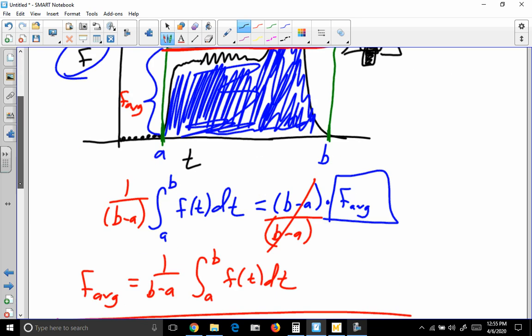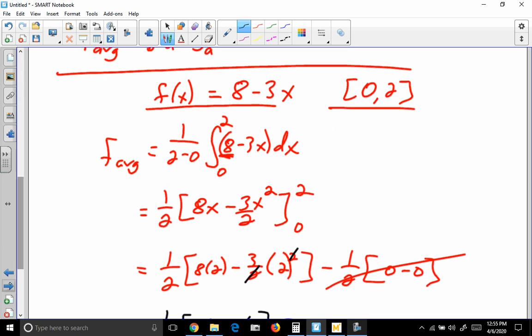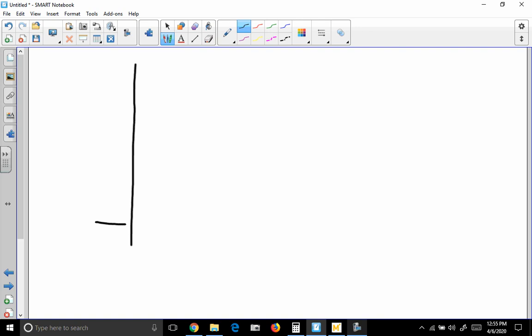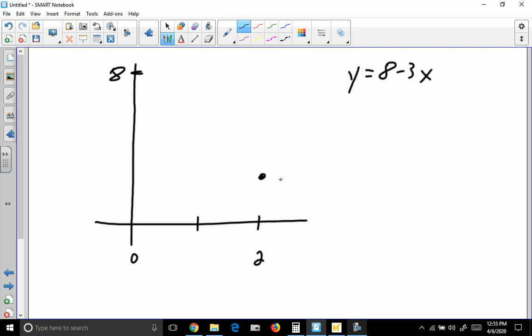So that function's 8 minus 3x from 0 to 2. If we put a 0 in, our height is 8. If we put a 2 in, 3 times 2 is 6. 8 minus 6 is 2. So this is our region. So we got 5 was our average value.